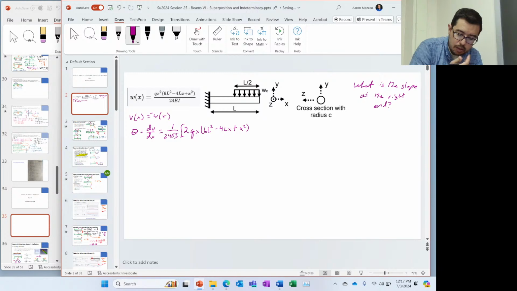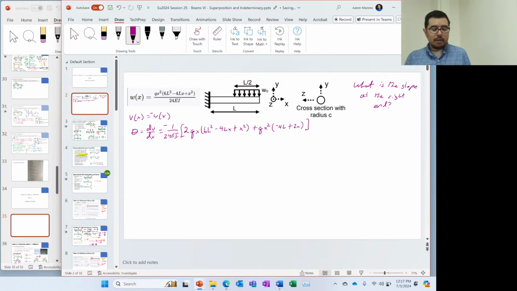Okay, and then the other one, right? We're just using the dot product rule, okay, is going to be plus qx squared, and then this is going to be a 0, and then we have minus 4l, and this is going to be plus 2x. Okay, and as we said, this is actually all negative. Okay, so we put a negative in front.